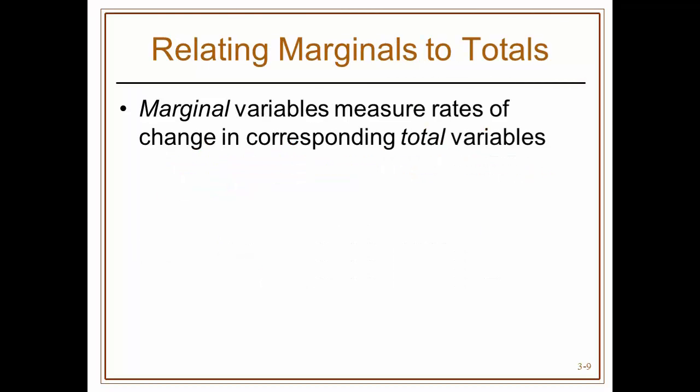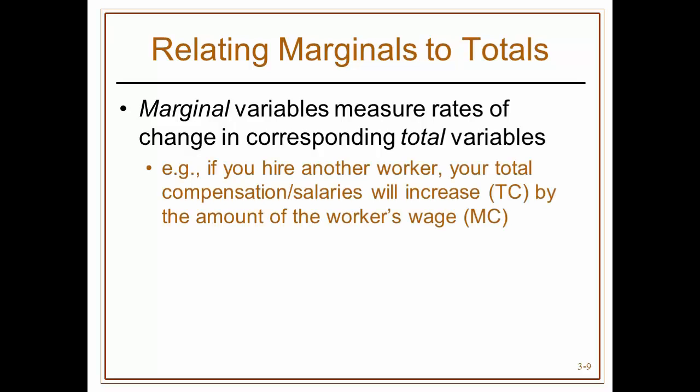So I sort of hinted at this already. The great thing about these marginal variables is that they tell me about how quickly the total variables are changing. So again, if we hire another person, I know that my total costs are going to go up because we have to pay them. And I can get a sense of how fast they're going to increase, because that's the worker's wage, that's the marginal cost. If I hire one more person, how much are my total costs going to go up? Well, they're going to go up by the marginal cost, how much additional wages you have to pay for that person.